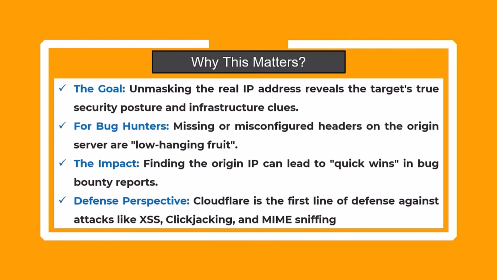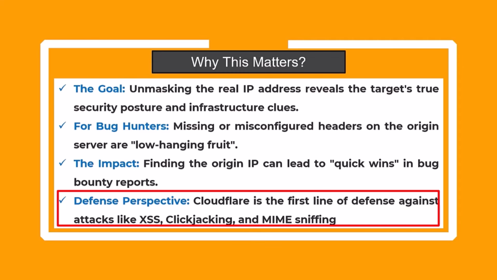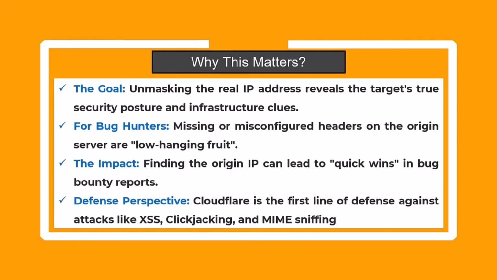Before we jump into the tools, let's talk about why this matters. First, let's look at the goal. Unmasking the real IP address reveals the target's true security posture and gives us vital infrastructure clues that the CDN normally hides. From a defense perspective, a CDN like Cloudflare acts as the primary shield, the first line of defense against common web vulnerabilities, including cross-site scripting, clickjacking, and MIME sniffing. This is exactly why discovering the origin is a goldmine for bug hunters.